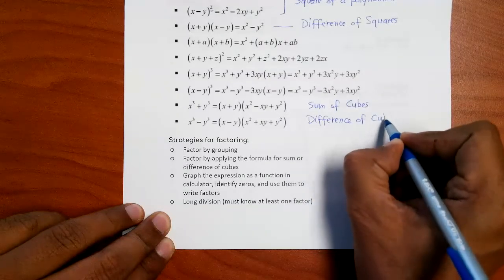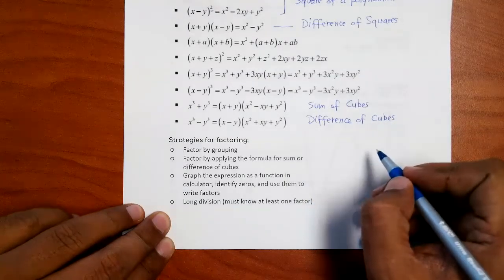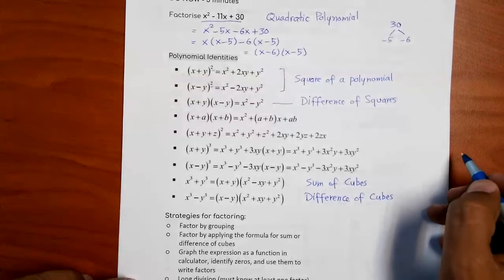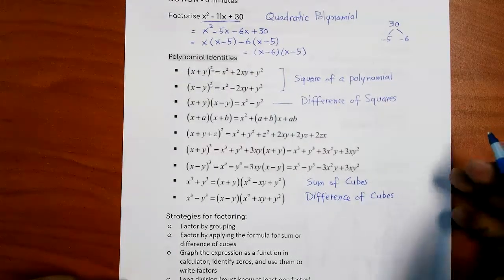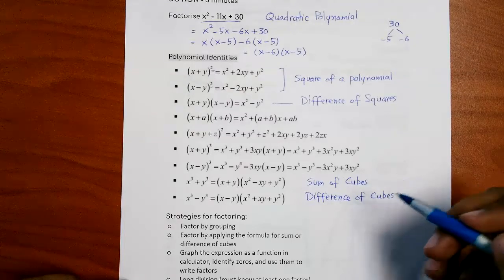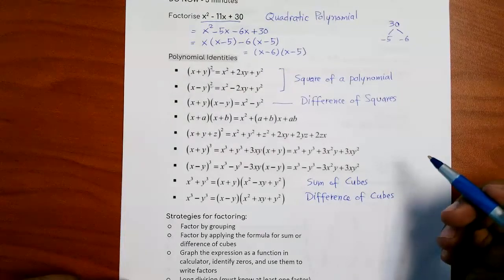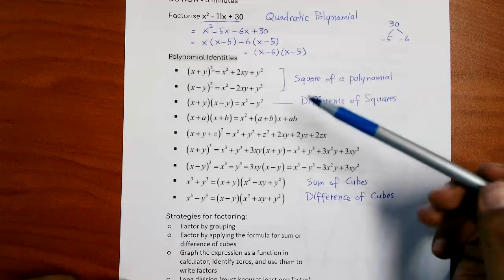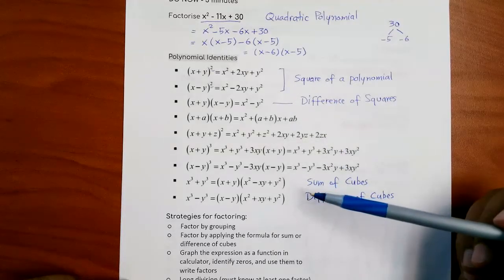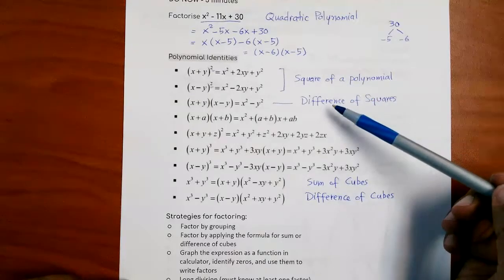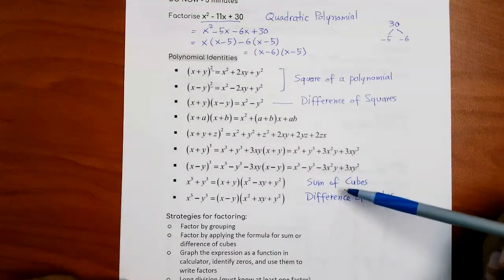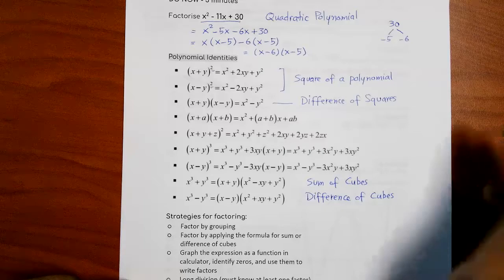Many times when you are doing factorization, you may come across algebraic expressions just like one of these, and you can apply these identities right away and simplify. Out of all these, the ones which are more frequently used are the square of a polynomial, difference of squares, sum of cubes, and difference of cubes identities.